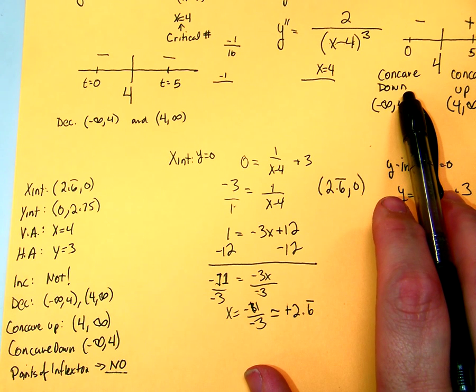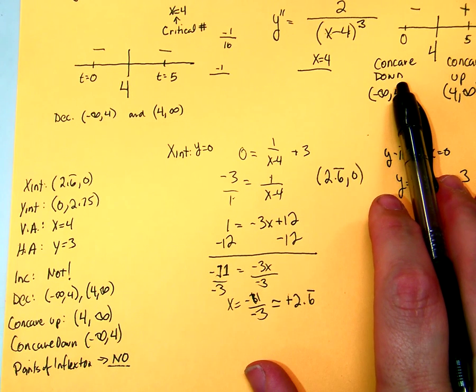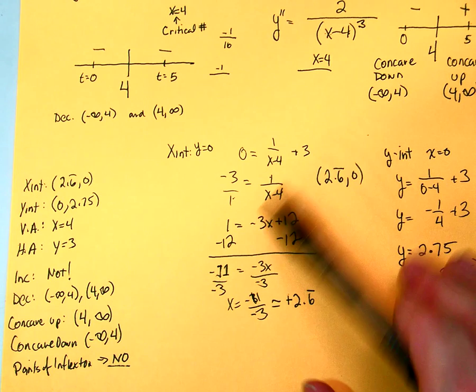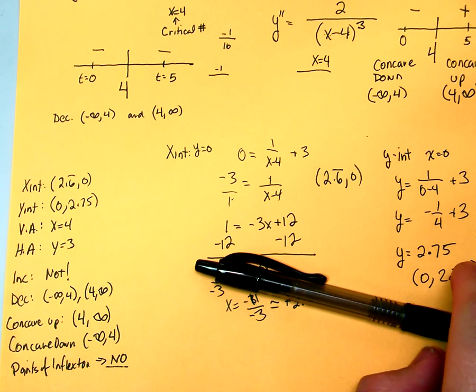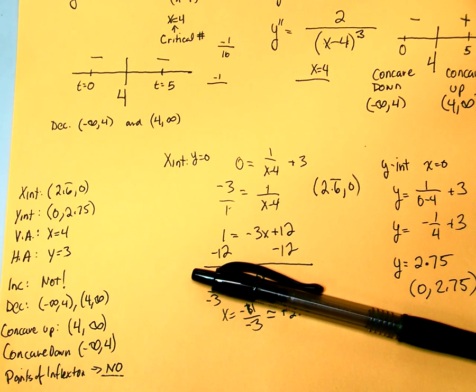So now let's take a look at the graph itself. I got all that information. Let's see what we got. Yeah. Yep. All right. 1 divided by x minus 4 plus 3.